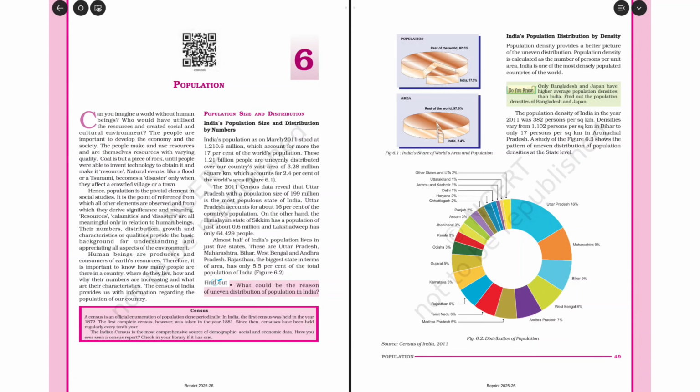Natural events like a flood or a tsunami becomes a disaster only when they affect a crowded village or a town. That phrasing is so powerful. Let me just finish the last part of this section. It says, hence, population is the pivotal element in social studies. It is the point of reference from which all other elements are observed and from which they derive significance and meaning. Resources, calamities, and disasters are all meaningful only in relation to human beings. Their numbers, distribution, growth, and characteristics or qualities provide the basic background for understanding and appreciating all aspects of the environment. What a striking way to open a text on geography and demographics.